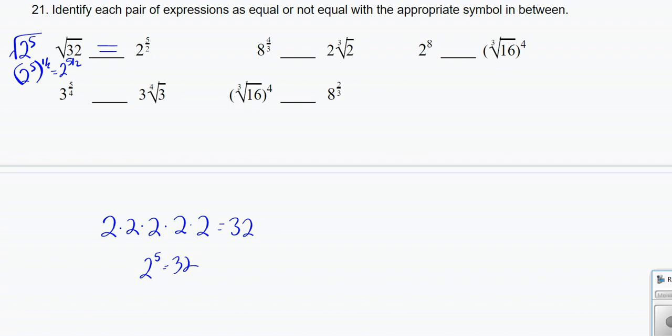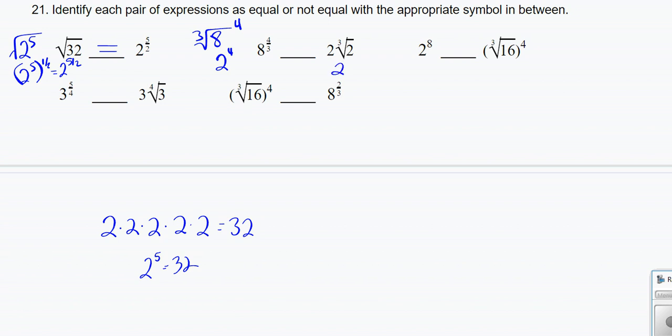All right, let's look at the next one, 8 to the 4 thirds. So practicing different techniques, different properties of exponents and rational exponents. So this exponent here, 4 thirds, represents the cube root of 8 being raised to the 4th power. Okay, what's the cube root of 8? It's 2 to the 4th power. So is 2 to the 4th power the same as 2 times the cube root of 2? And you're like, I don't know.